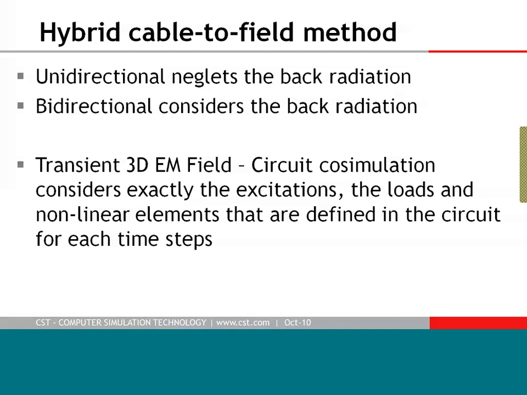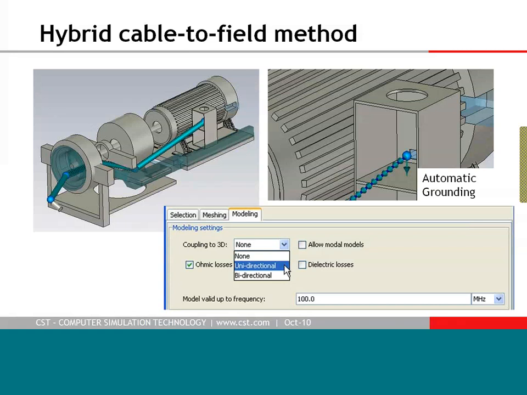Together with that, I can perform a transient analysis which considers exactly the excitation, since I'm working in the time domain, exactly for every time step. So this is the setup. I go to unidirectional, and immediately the cable is intelligent enough to find the closest ground, since the cable was still, let's say, lying in the air, and automatically tries to close itself on the ground, since we need a closed path for the current.